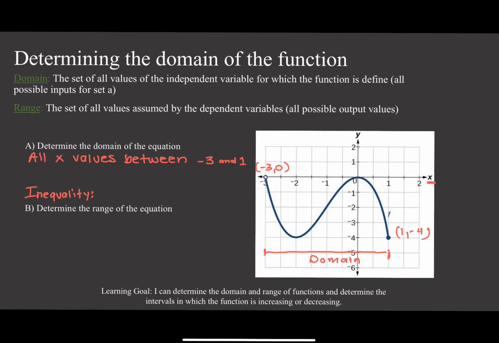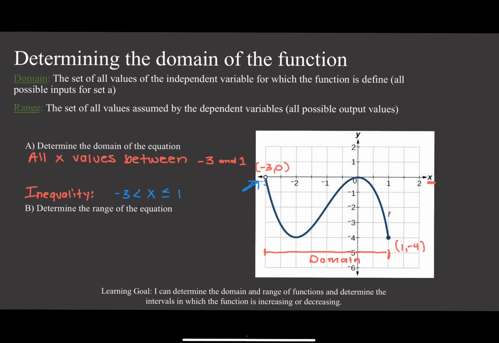However, we want to go ahead and translate that into an inequality, which is the form we'll be using the most for these types of problems. And so we're saying x values between -3 and 1, and notice that the point -3, 0 is an open point, so we're not actually going to include -3. But for our point 1, -4, it is a filled in endpoint, so we're going to do less than or equal to.